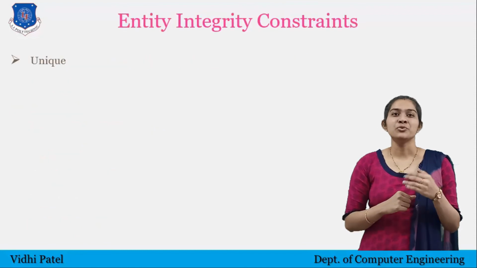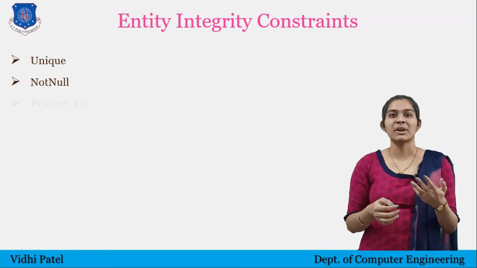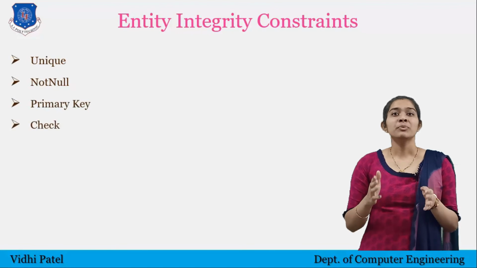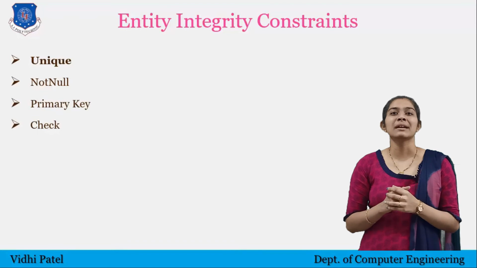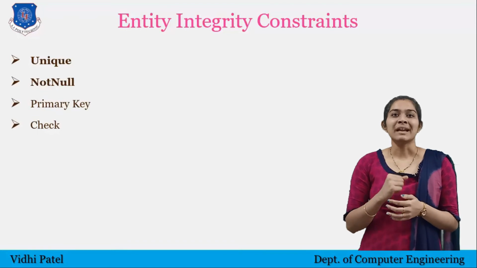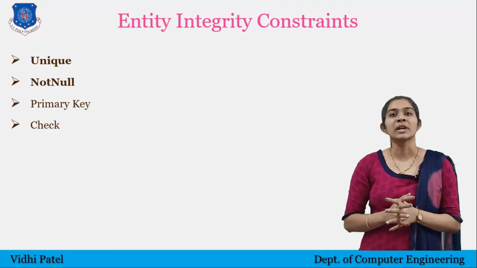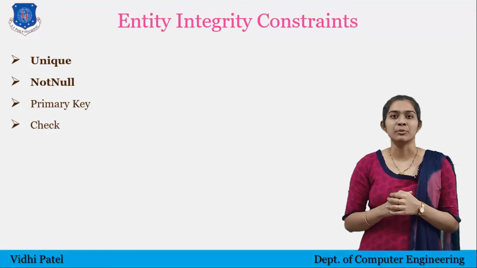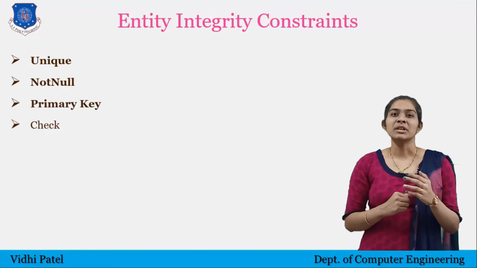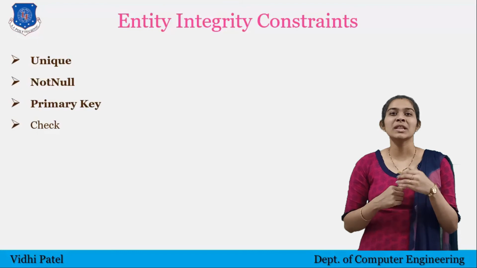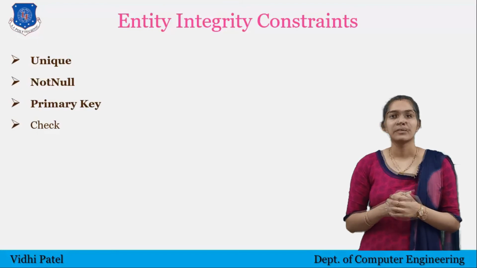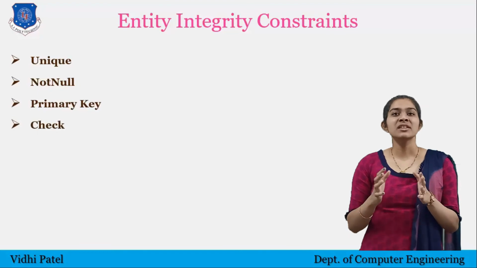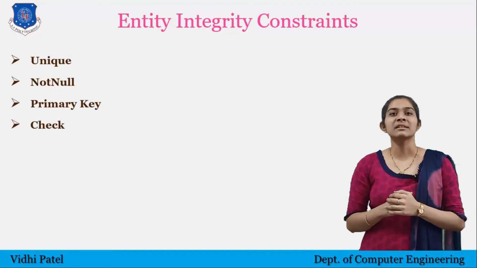We have seen the unique constraint, not null, primary key and check constraint. Duplicate values are not allowed when the unique constraint is defined on an attribute. Null, meaning an empty field, is not allowed when not null is defined on the attribute. Primary key is the combination of unique and not null. So when the primary key is defined, duplicate values and null values are not allowed. The check constraint checks the condition for a value before entering it in the database.